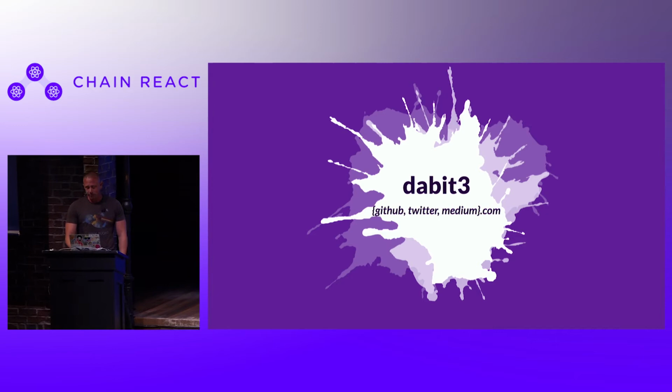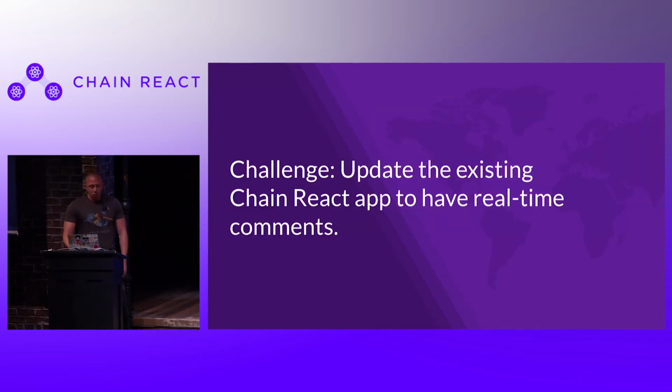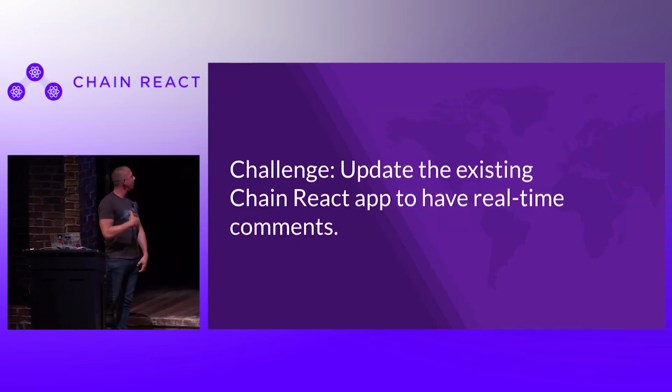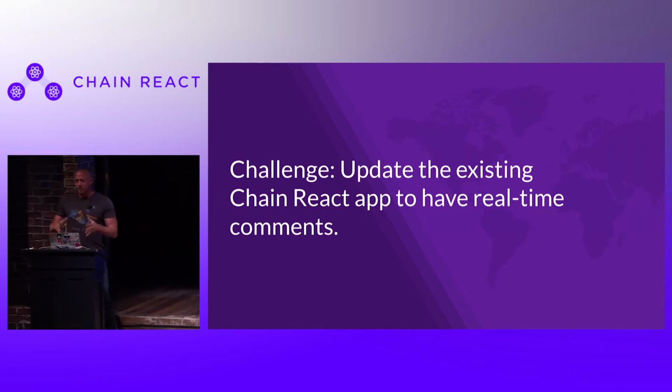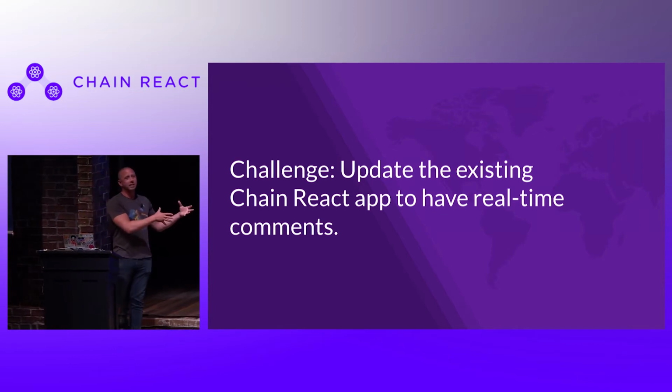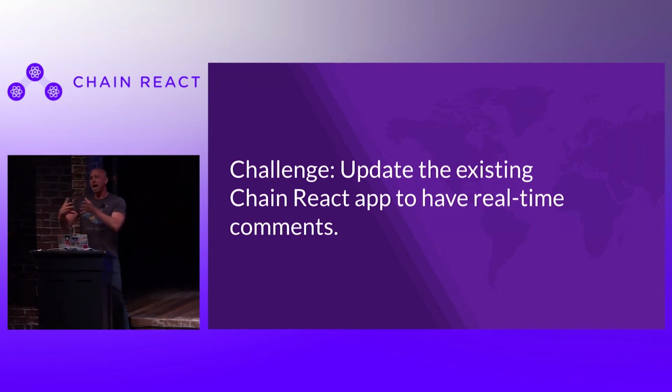So the challenge for us was we wanted to update the existing Chain React app to add this real-time functionality, the real-time discussions. So we wanted to literally take the 2018 version of the app, copy all of the UI and all that stuff, but we just wanted to swap out the back end to now use our GraphQL API and then add this new view for discussion. So how can we do that?